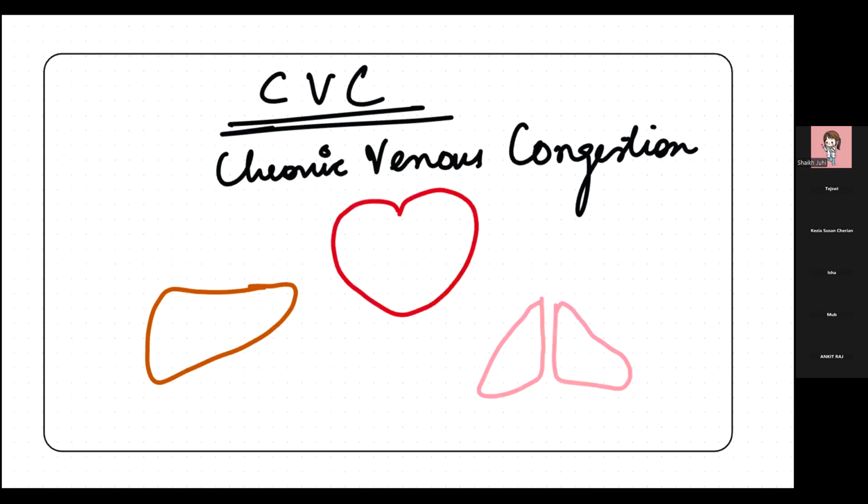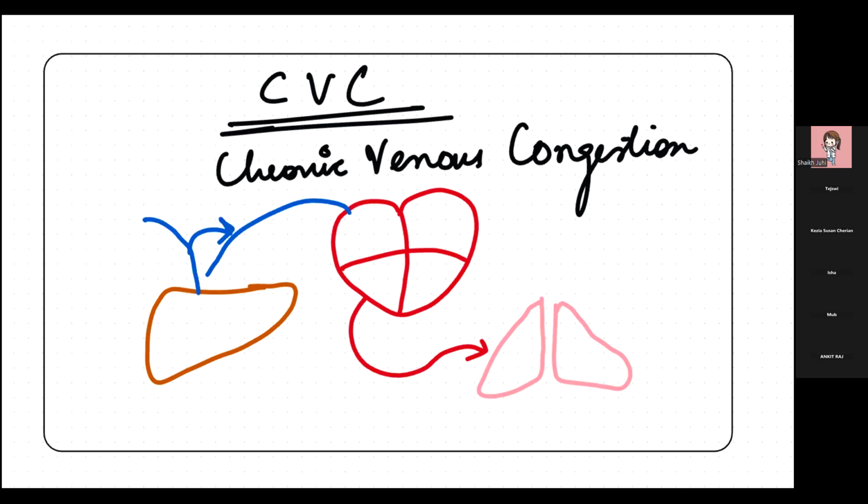Now the thing is, we know that there will be the pulmonary artery going towards the lung, from the right it will be going, and over here the portal vein will be giving blood to the inferior vena cava. This is the portal vein, and this is the right side of the heart and left side of the heart. So here you can see one thing.